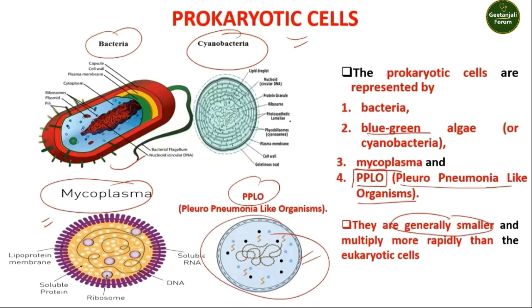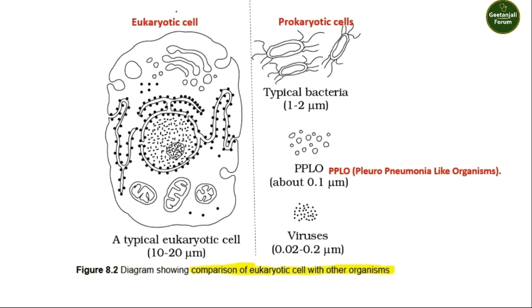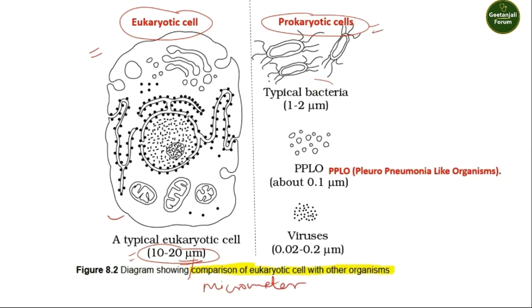Prokaryotic cell size is much smaller than eukaryotic cells, and these prokaryotic cells multiply very quickly, which means from one cell, two cells will be formed, then four cells from these two cells. Multiplication takes place in these cells very quickly. So if we compare the cell size, then the eukaryotic cell size is very big as compared to prokaryotic cells. A typical eukaryotic cell size is from 10 micrometer to 20 micrometer. This is μm, meaning micrometer. And the prokaryotic cell includes bacteria. Its size is 1 to 2 micrometer.